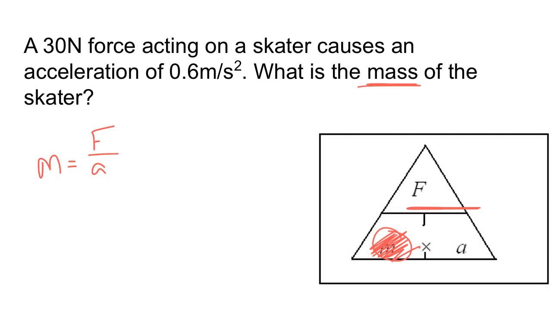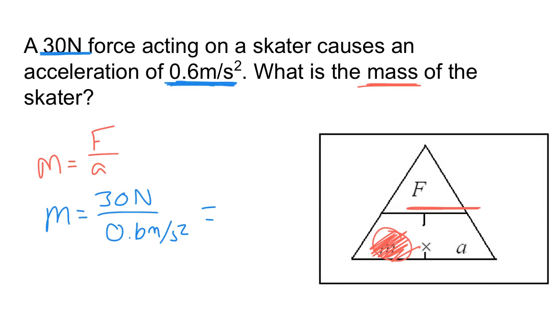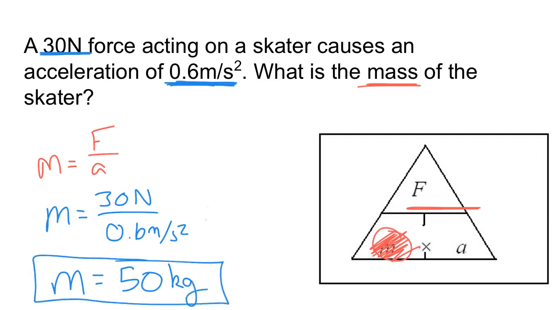Right, so now I go looking at my problem and I try to find my force, which I see right here because it says 30 newtons, which I know is how force is measured. And I see my acceleration in meters per second squared, and so I know that 0.6 is my acceleration. And so now I can plug these into my equation: 30 newtons divided by 0.6 meters per second squared. And I get a mass that equals 50 kilograms. And I know that mass is measured in kilograms, and so I can put that label behind my 50. And so this would be the answer to this problem.